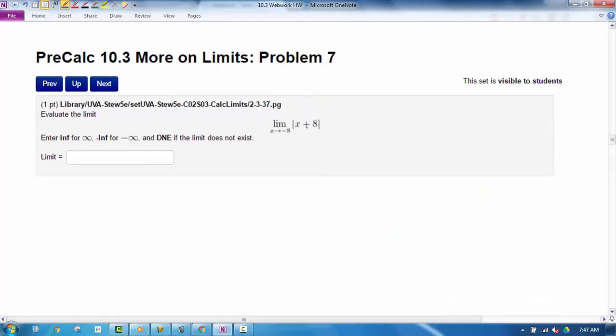Same thing for the next one. We've got an absolute value function, which is shifted 8 units to the left. So if you went over to -8, you could graph this thing. It looks like this. Understand what happens when we stick in -8? Well, the function's approaching -8 from both sides. You can just substitute it in. You get 0. It's approaching 0 from both the left and the right.